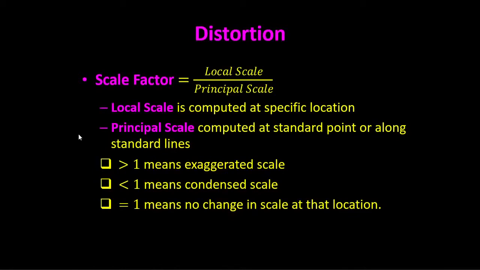In other words, greater than 1 means objects are being shown in this area of the map as being bigger than what they really are. Whereas areas where the scale factor is less than 1 have a condensed scale. So there, objects are depicted as being smaller than what they are at that location. And of course, the closer you get to 1, that means no change in scale at that location, which is, of course, the ideal situation. We want to have as little exaggeration or condensing as possible.